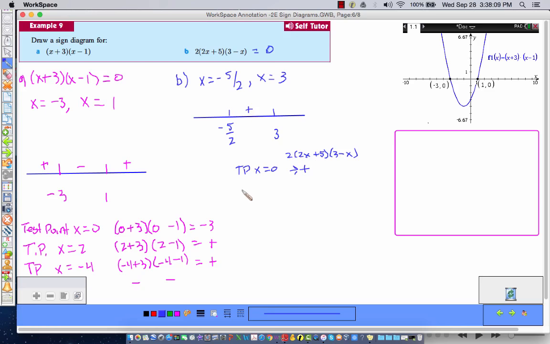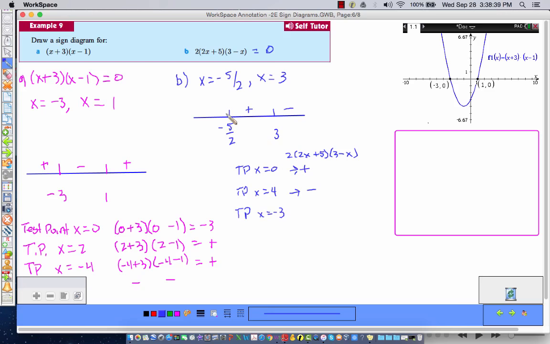So to the right of 3, I'll choose a test point of x equal to 4, right? So 2 is always going to be positive. 2 times 4 plus 5, that's positive, so a positive times a positive. 3 minus 4 is a negative. So positive, positive, negative, that's going to give me a negative value, meaning everything is negative here.